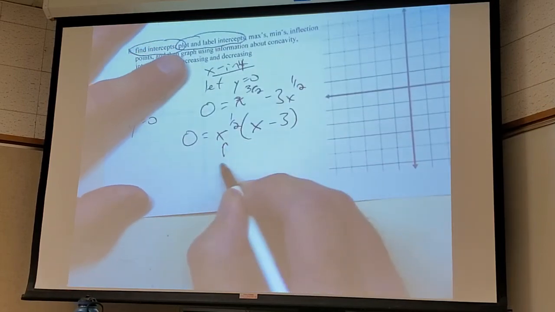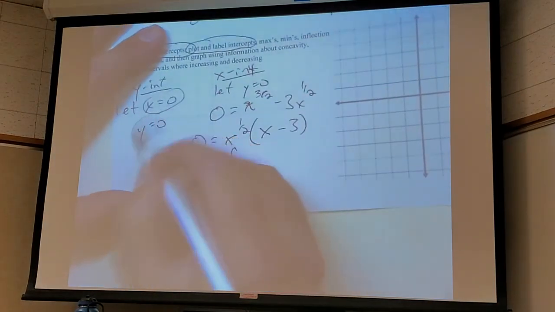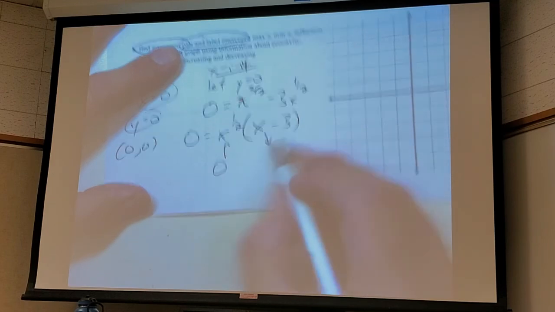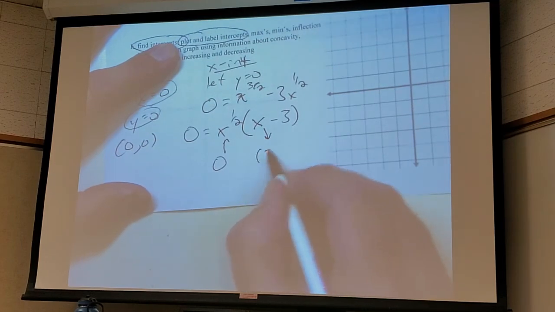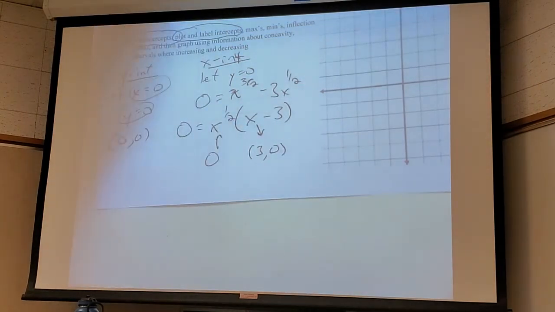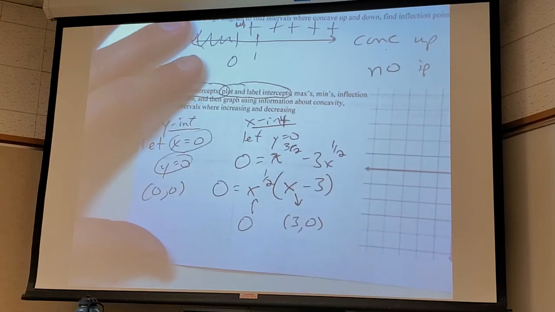So now I can see one intercept is (0, 0), which we already knew, right? And the other one we didn't know is (3, 0). So that's also an x-intercept. Now what kind of scale can I use? Did I have any important points? The minimum is (1, -2). The intercepts are (0, 0) and (3, 0).